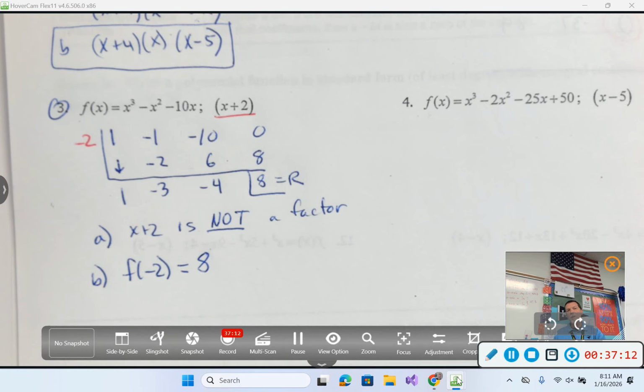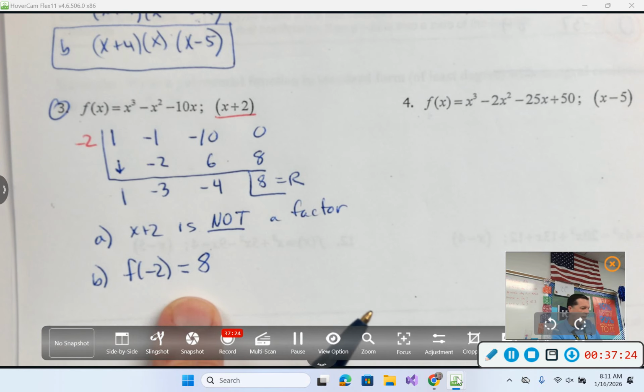Okay, so every problem you're going to synthetic divide, your first conclusion is it is or is not a factor. And if it is a factor, well then keep factoring. If it's not a factor, then you state that f of -2 equals 8. And so now we're done with number 3. So 14 problems, but man, they go pretty quick once you get the hang of synthetic division.